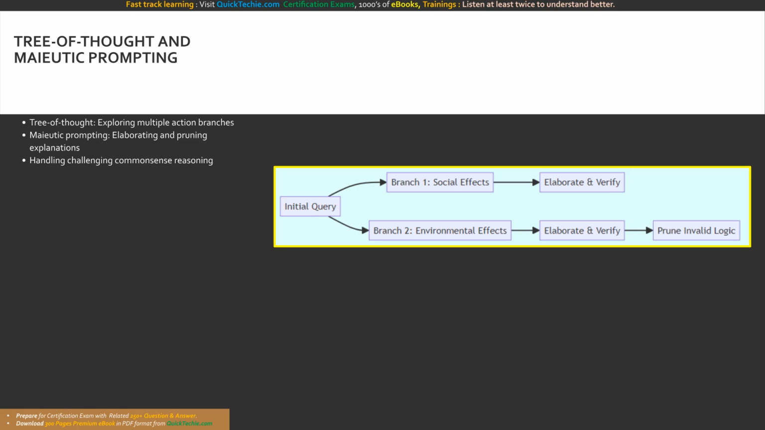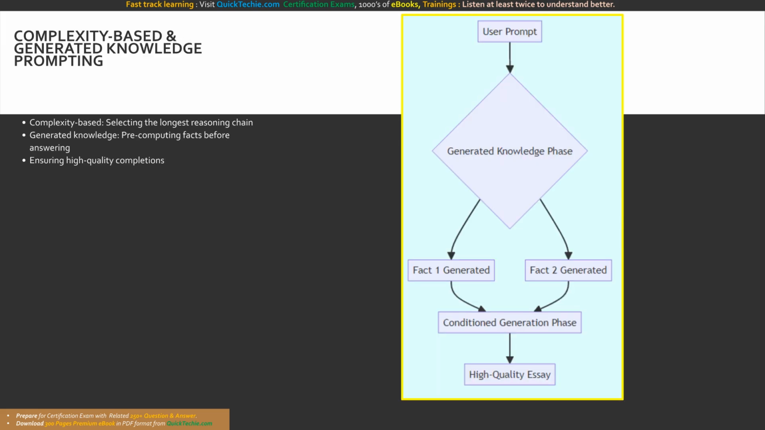Behold the tree of thought architecture. The initial query splits into multiple logical branches. Each branch undergoes an elaborate and verify stage, characteristic of maieutic prompting, where invalid logic is ruthlessly pruned before reaching the final cognitive state. Two more sophisticated variations of COT exist: complexity-based prompting and generated knowledge prompting.